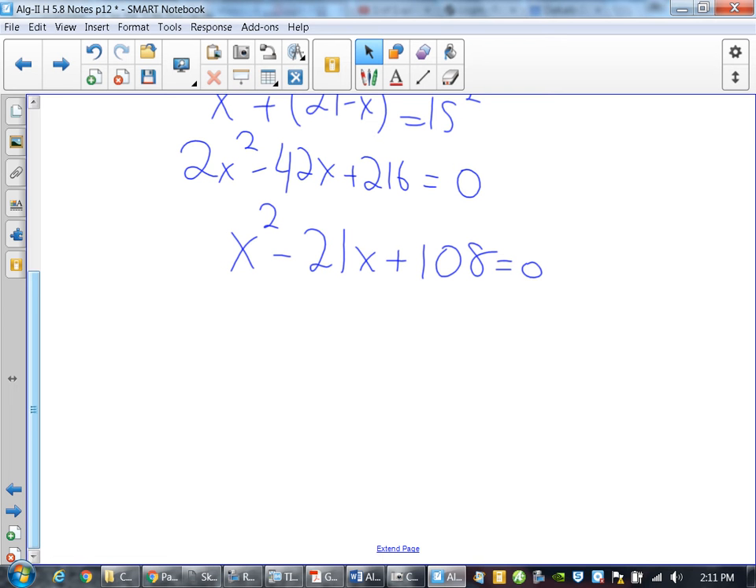That's not that great. And now I ask, what times what is positive 108 that I add together and I can get negative 21? 12 and 9.